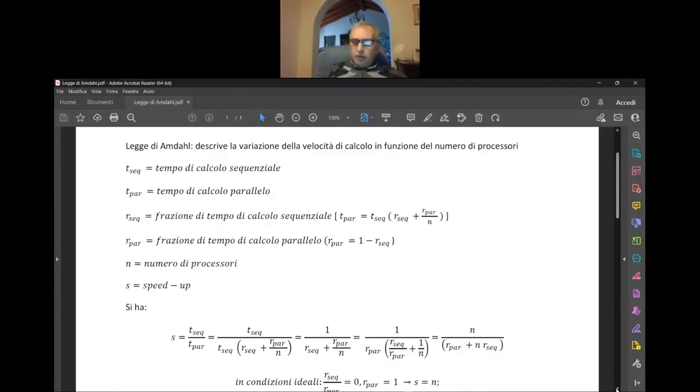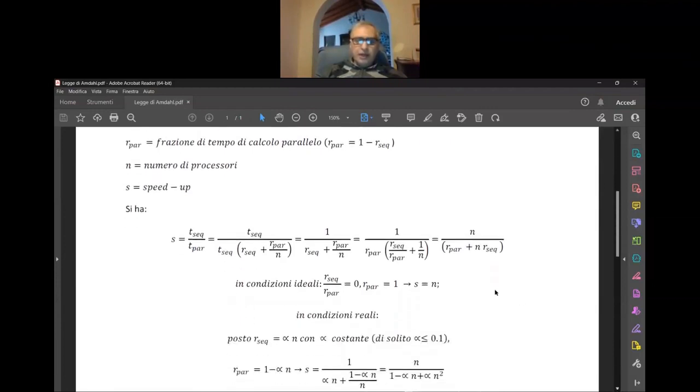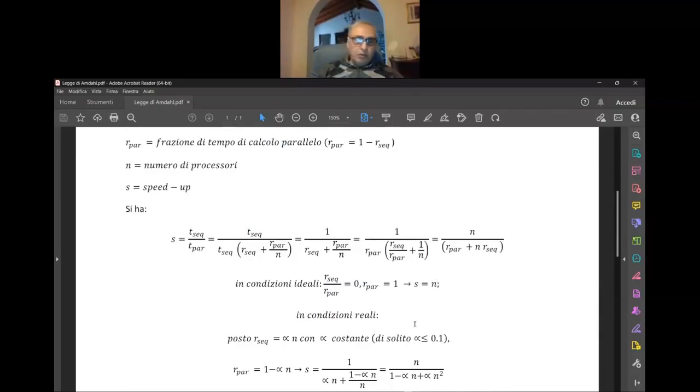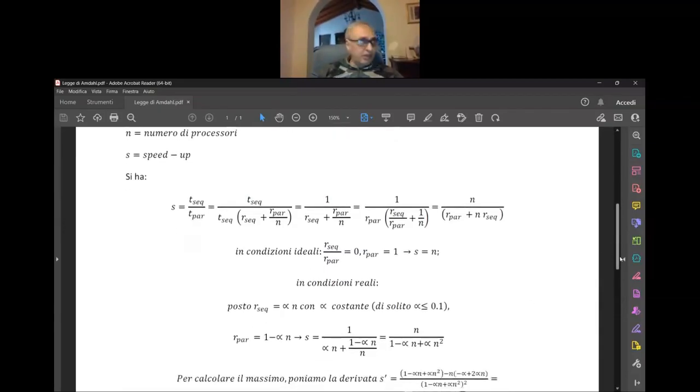N in the numerator. Let's observe what happens. In ideal conditions, the microprocessors all start immediately, and therefore we don't have this sequential fraction. Sequential fraction is 0, parallel fraction is 1. If we substitute, our speedup becomes directly n, which is the ideal one we expect. In real conditions, however, we must take into account the fact that it takes some time to start the other n-1 processors, let's say.